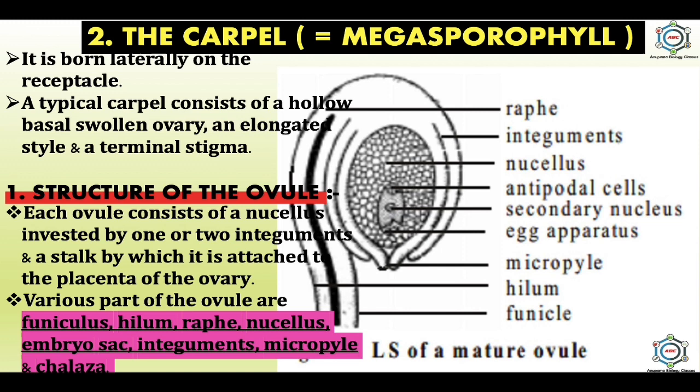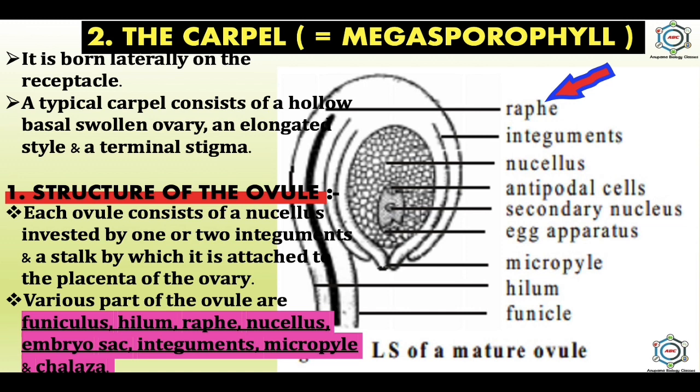So, we will start from the first, that is the funicle. What is the funicle? The funicle is a stalk-like structure and attaches the ovule to the placenta. Second is the hilum, which is the point of attachment of the body of the ovule with the funiculus. Next is the micropyle, which is the narrow pore formed by the projection of the integument through which the pollen tube enters the ovule. Next, the nucellus, which is the mass of parenchymatous tissue surrounded by the integuments. It encloses the embryo sac and provides nourishment to the developing embryo. Then the integuments are the outer covering of the ovule, which provides protection to the developing embryo.